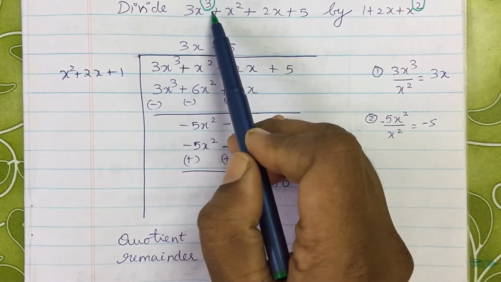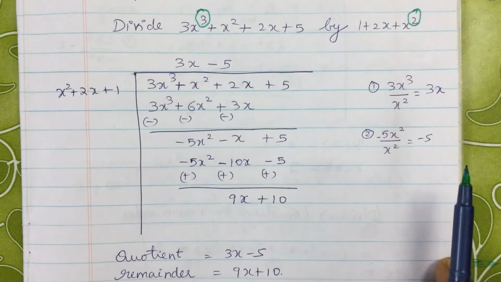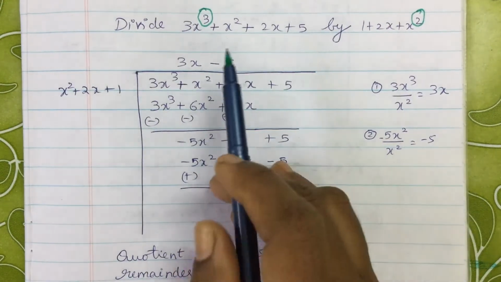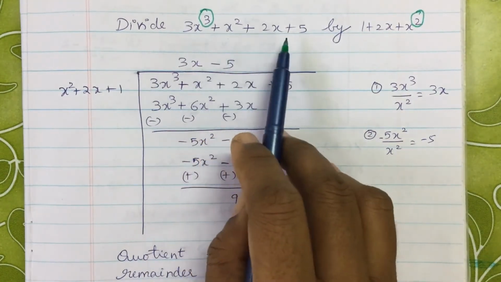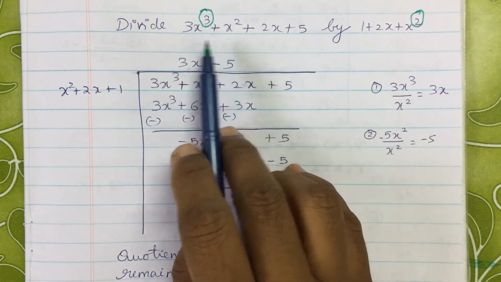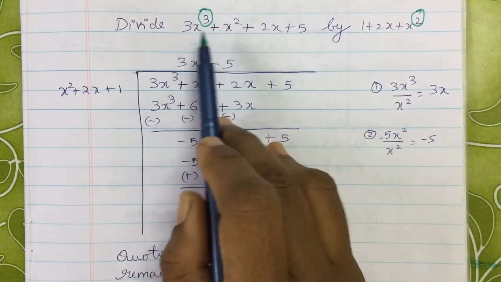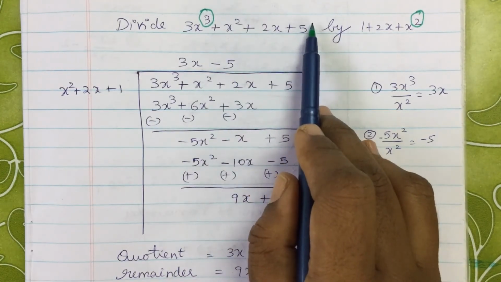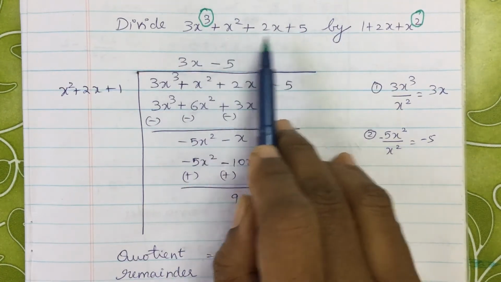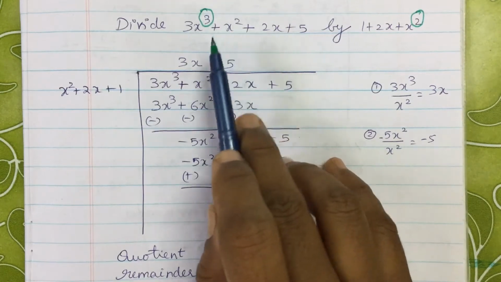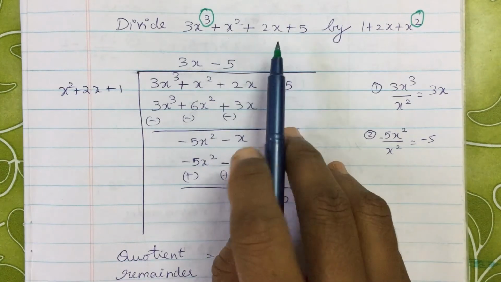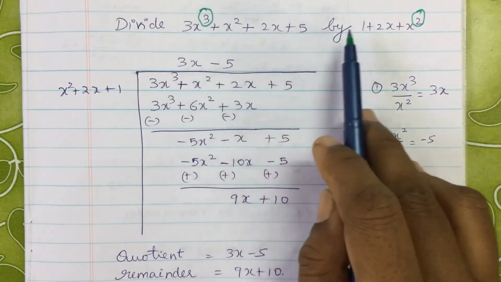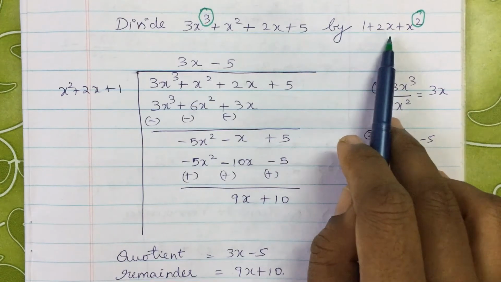So what I have done, first you have to check the degrees of the polynomial, degree of each and every term of the polynomial, whether it is in descending order or not. So here it is the power of x is 3, then it is 2, then it is 1, then it is 0. If it is like this, it's fine. If not, then you have to rearrange the terms so that the powers are in descending order. The same check you have to do with the divisor also.